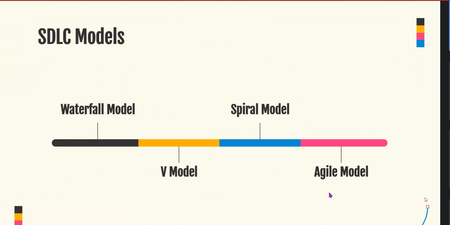with the team delivering small incremental software changes in each sprint. So it focuses on process adaptability and customer satisfaction by rapid delivery of working software product. So it has like this continuous interaction of development and testing during the process of the software development. So most companies use this agile model to build the software products in the company.